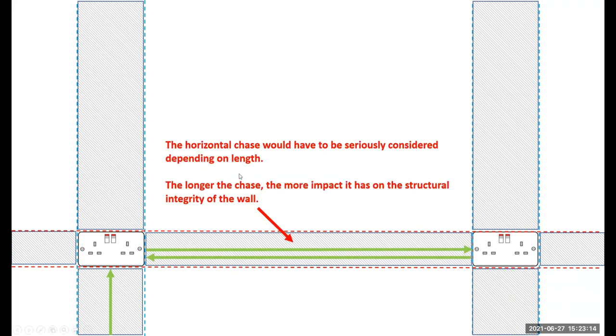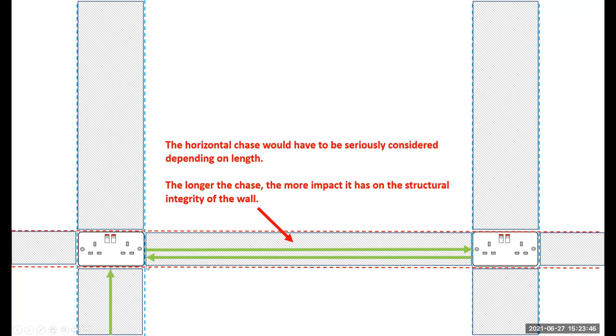So again, I've just shown here, the horizontal chase would have to be seriously considered in this instance, and depending on the length, you have to consider the longer the chase, the more impact it has on the structural integrity of the wall. Now, I've come up with a ratio later on, which I want to discuss with you, about how far I'm prepared to chase horizontally before I then chase upwards.